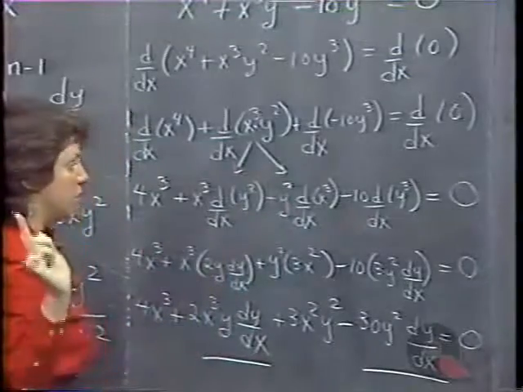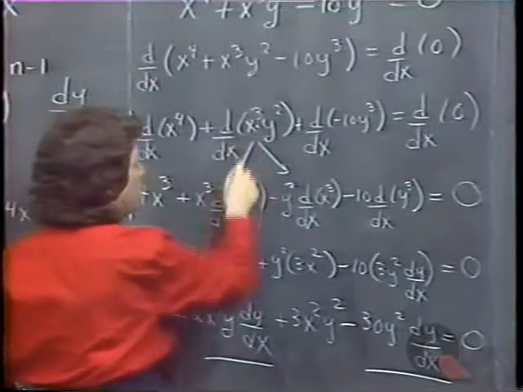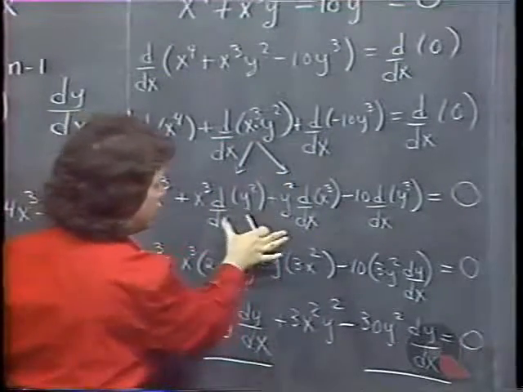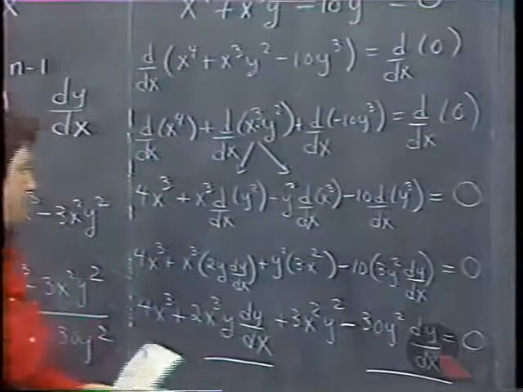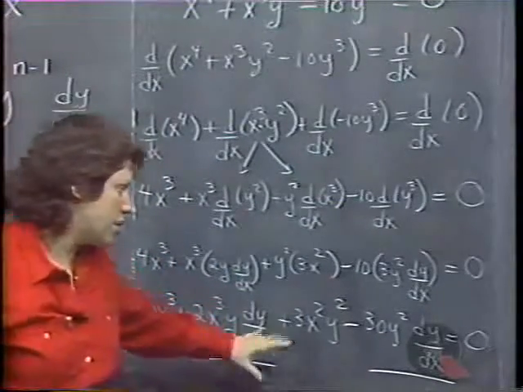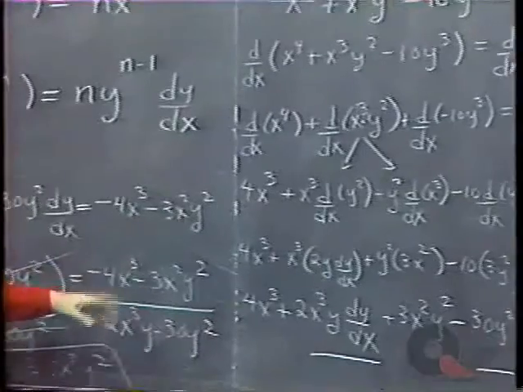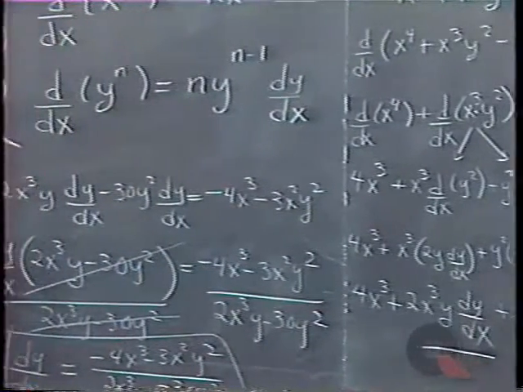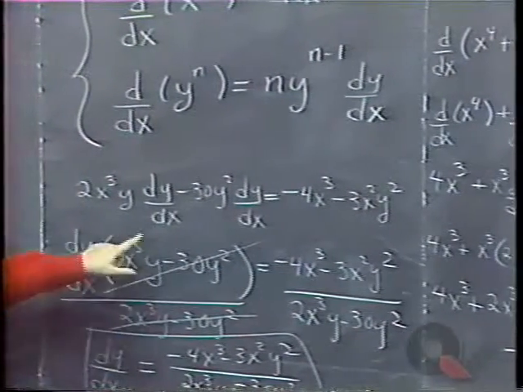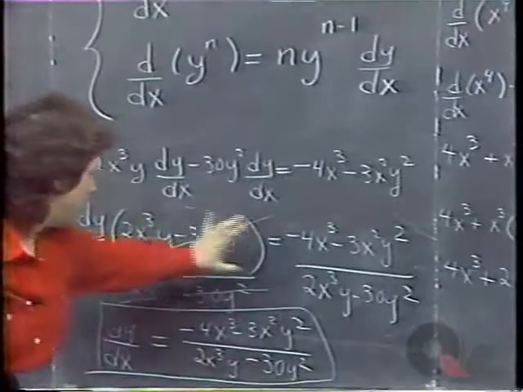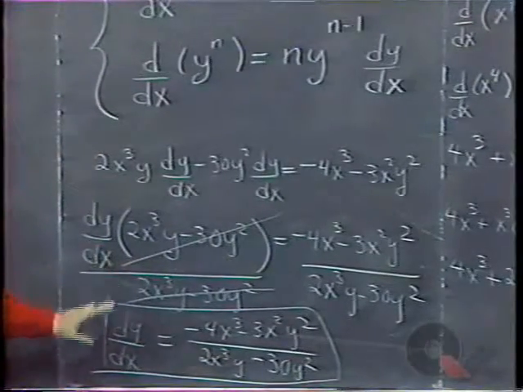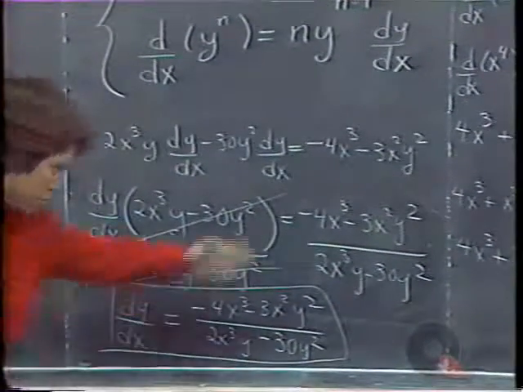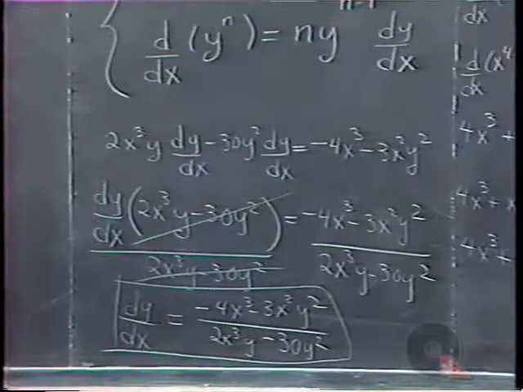The middle term, remember, was a product. We needed the product rule, so the derivative of the middle term split into two terms. Then we kept everything with dy dx on one side, brought everything else to the other side, factored the dy dx out on the left, and then divided by what's multiplying dy dx to get dy dx alone equal to whatever we have here.